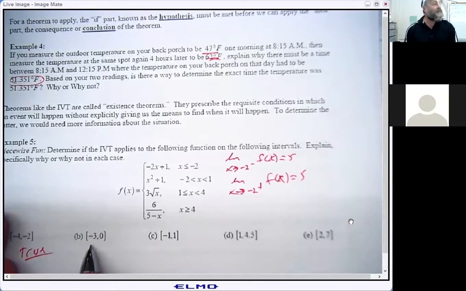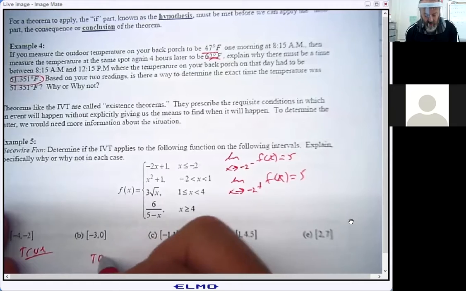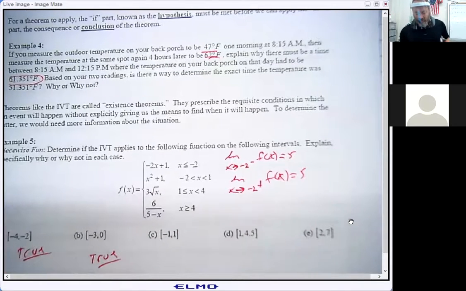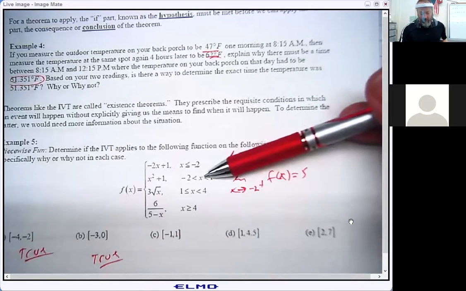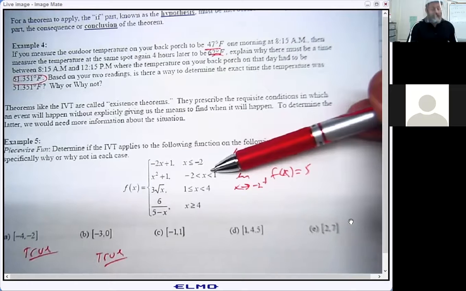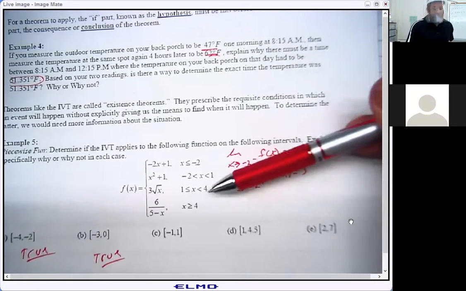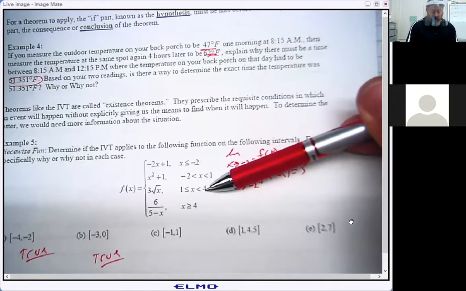So does the intermediate value theorem apply? Yes, it does. This is again true. The intermediate value theorem applies. How about from -1 to 1? Well, look right in here. Is it going to apply from -1 to 1? Careful. What did they do that screwed up is the 1 is actually not part of this one, it's part of that one. Did it work?